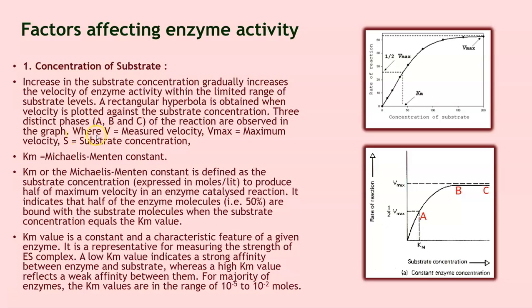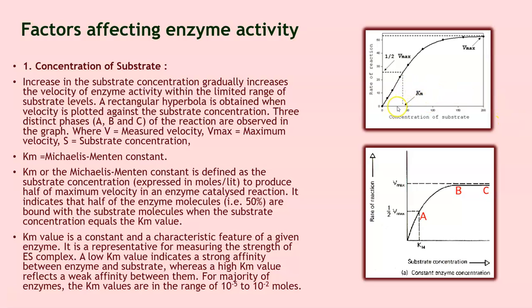Here on this graph you can see V, which indicates the measurement of velocity. Vmax is the maximum velocity, S is your substrate concentration, and Km that you can see here is called the Michaelis-Menten constant. Km, or the Michaelis-Menten constant, is defined as the substrate concentration, expressed in moles per liter, to produce half the maximum velocity in an enzyme catalyzed reaction.